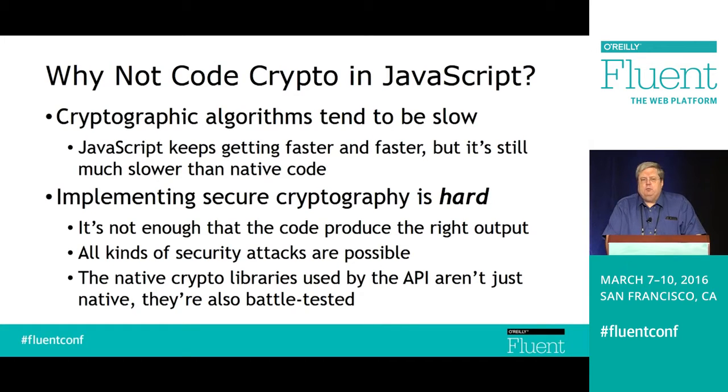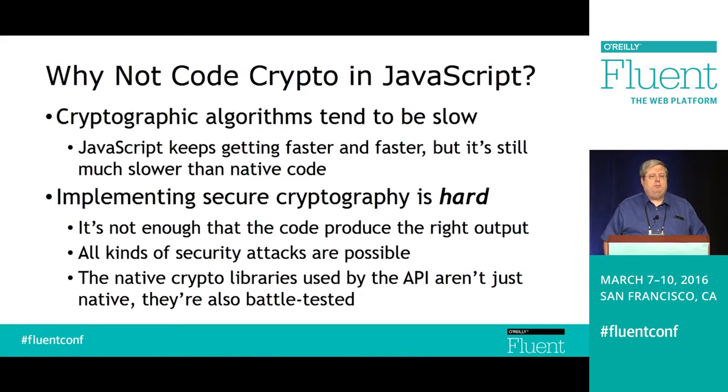Well, there are 2 problems. One is just the fact that these algorithms are complex and slow, and JavaScript itself is relatively slow. But a bigger problem is that it's very hard to write secure cryptographic libraries. In order to be secure, it's not enough that you actually produce the right outputs given the right inputs. You have to be careful not to inadvertently leak any information about the operations you're performing, by perhaps taking longer to do some operations than others.